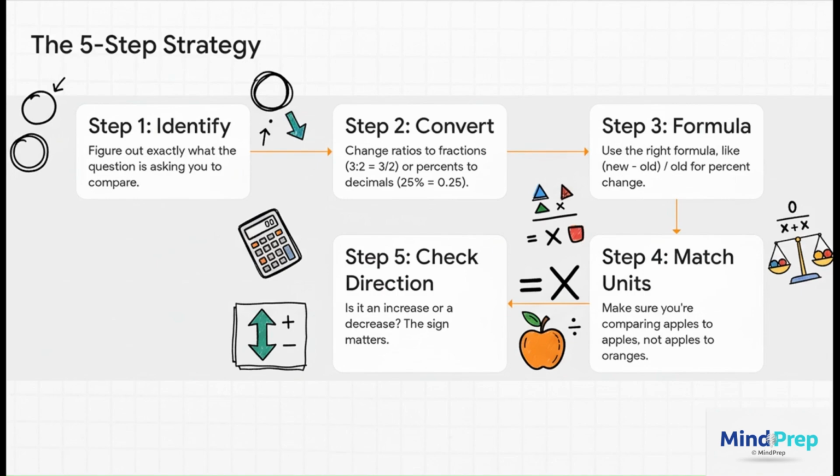Step 1, and this is so important: identify. What two things are you actually comparing? Get your pencil out and circle them in the question. Next, step 2, convert. Get everything into the same format, usually fractions or decimals, because that makes the math way easier. Step 3 is about using the right tool. Is it just a simple comparison, or is it a percent change question? Because those use different formulas. Then, step 4, match units. This is such a classic trap. Are you comparing grams to kilograms? Nope. Make them the same first. And finally, step 5, just a quick gut check. Did the number go up or down? Make sure your answer actually reflects that.